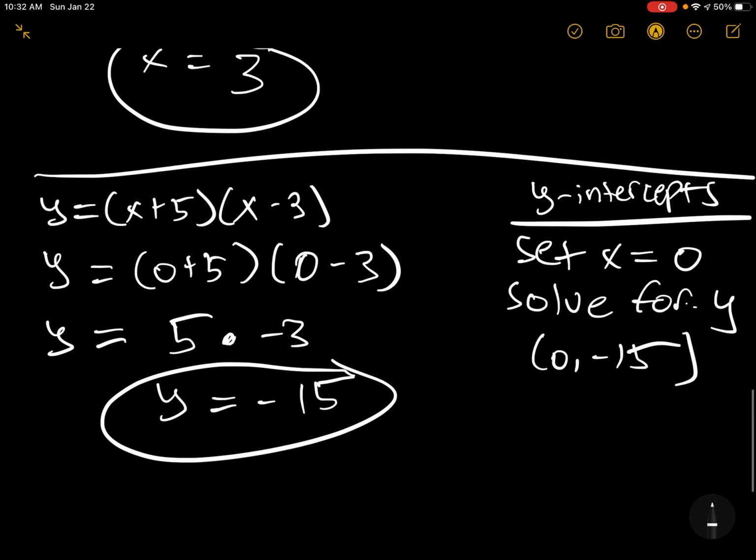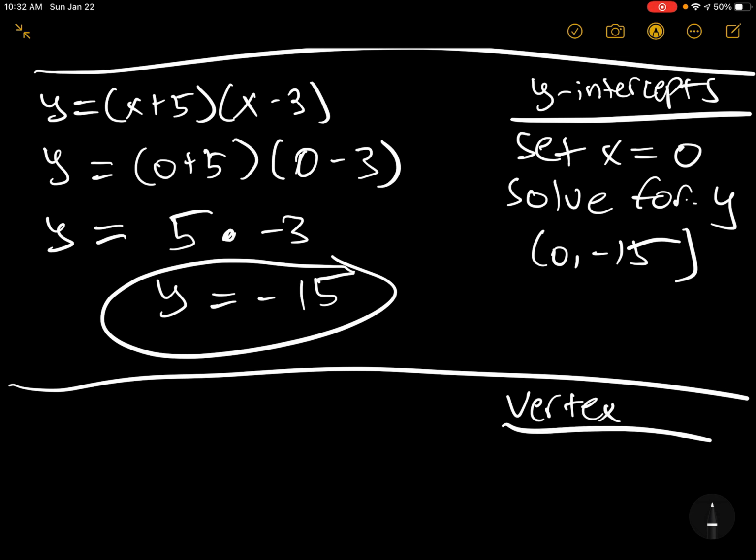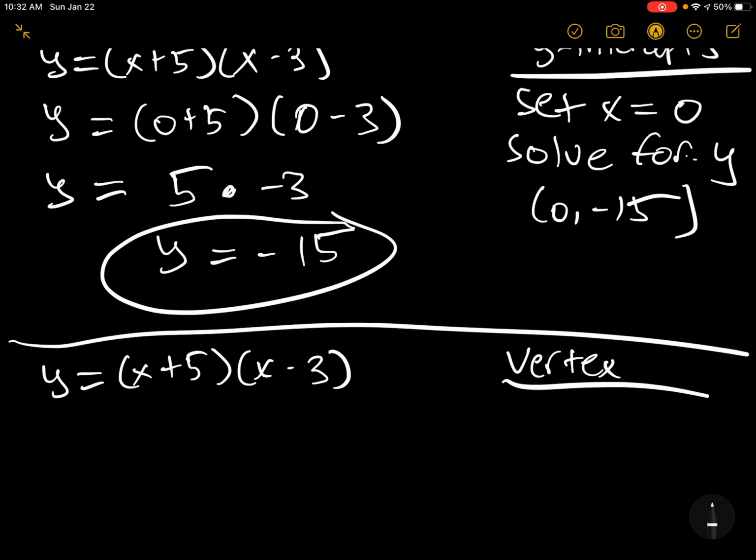Now the last thing that we need to solve for in factored form is our vertex. So let's go ahead and write vertex right here. Now solving for your vertex in factored form is going to be a little different. So let's write the problem down one more time. X plus 5 and x minus 3. So when we're in factored form, we actually need to use our x-intercepts. So we're just going to write our x-intercepts right here.